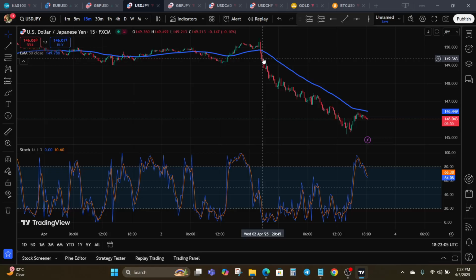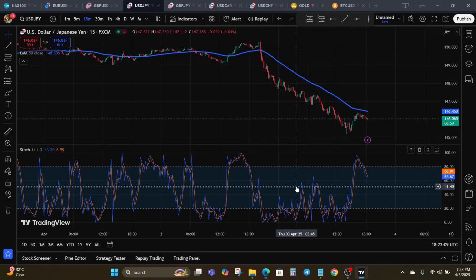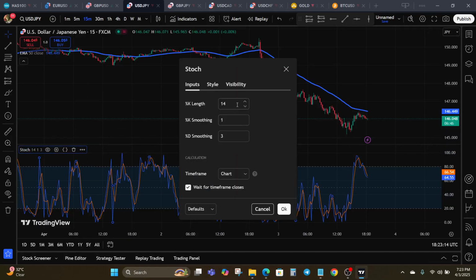The second step is to confirm the entries with the stochastic. Now let's go to the settings. We're going to be using the percentage K length to be 14, the percentage K smoothing to be 3, and the percentage D smoothing to be 3.